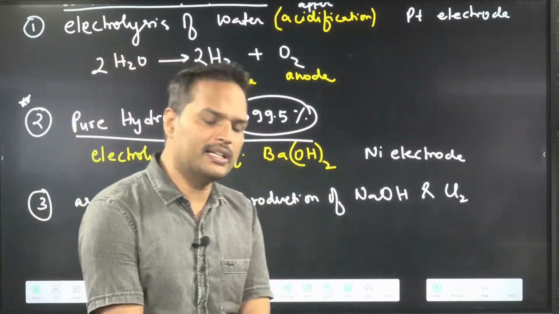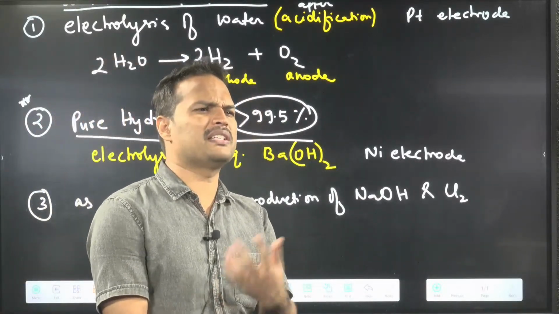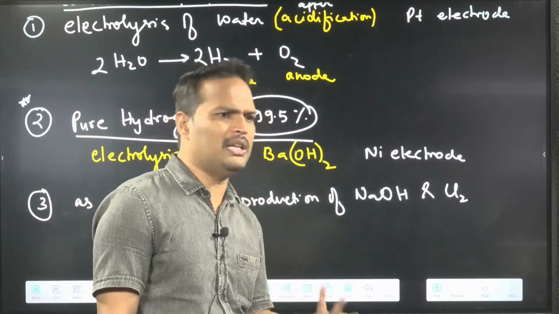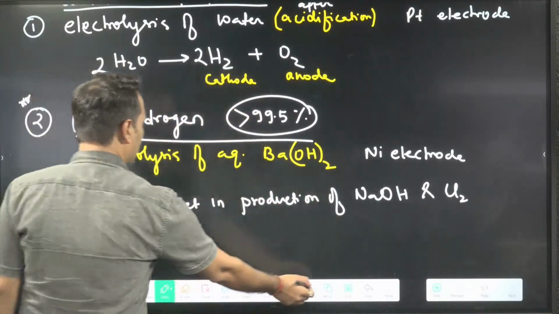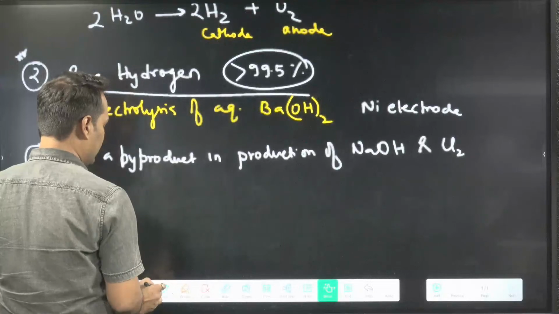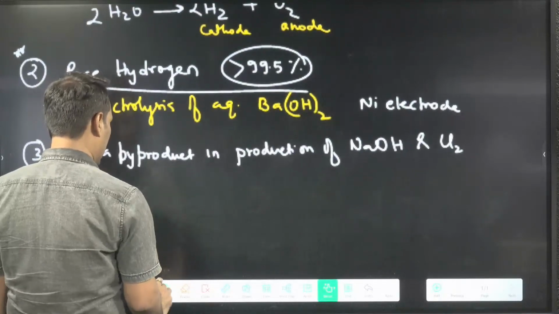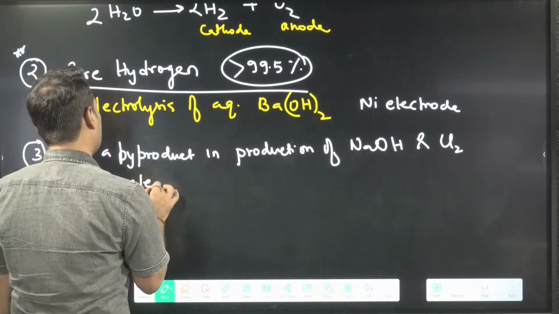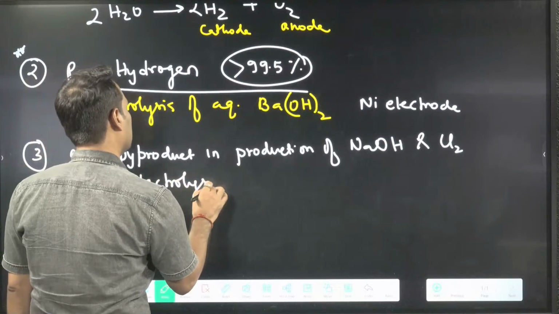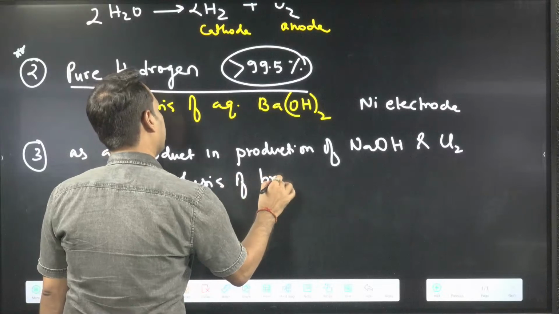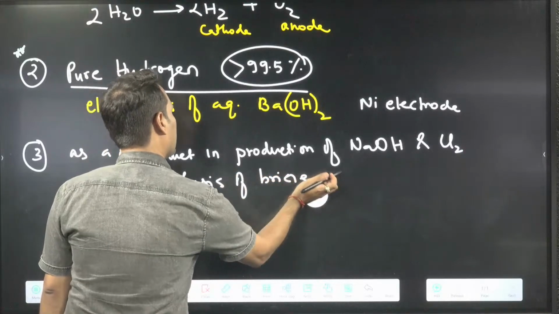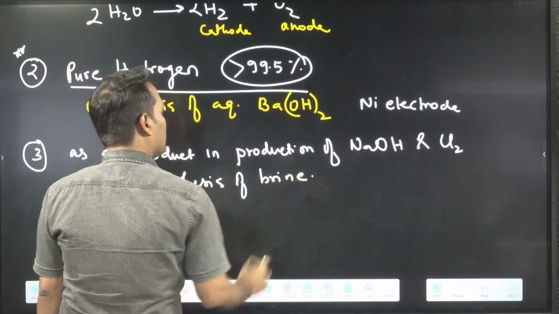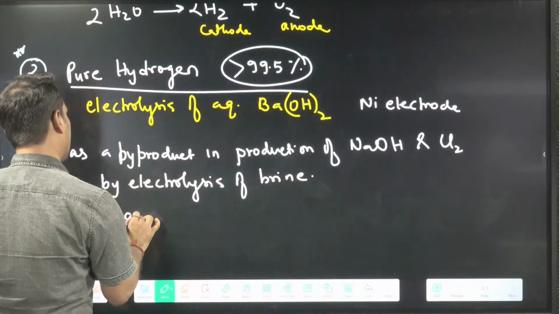So this is present in S block also. This is present in metallurgy chapter also, many places. So they will write here two reactions. What reaction they will write? They will write anode reaction. Listen carefully. By electrolysis of brine. Okay. So what will happen? They will write anode reaction.